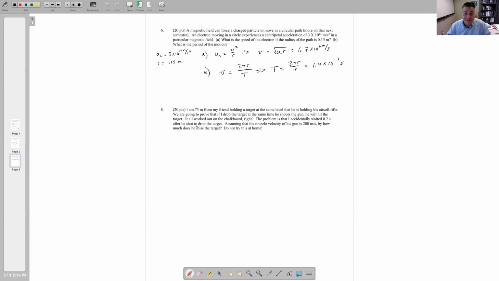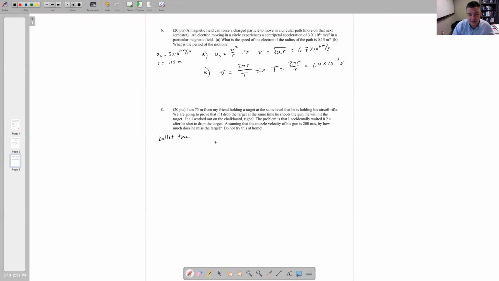To find that, we have to find the time that it's allowed to fall. The airsoft bullet is going to fall while it's in the air, so we need to know how much time it's in the air. Then we'll find how much the bullet fell. Then I know that the target fell for 0.2 seconds less. So how far did it fall? The difference between those two will be how much I missed the target. So first, I'm going to find how much time the bullet is in the air. So, bullet time, not the matrix version.